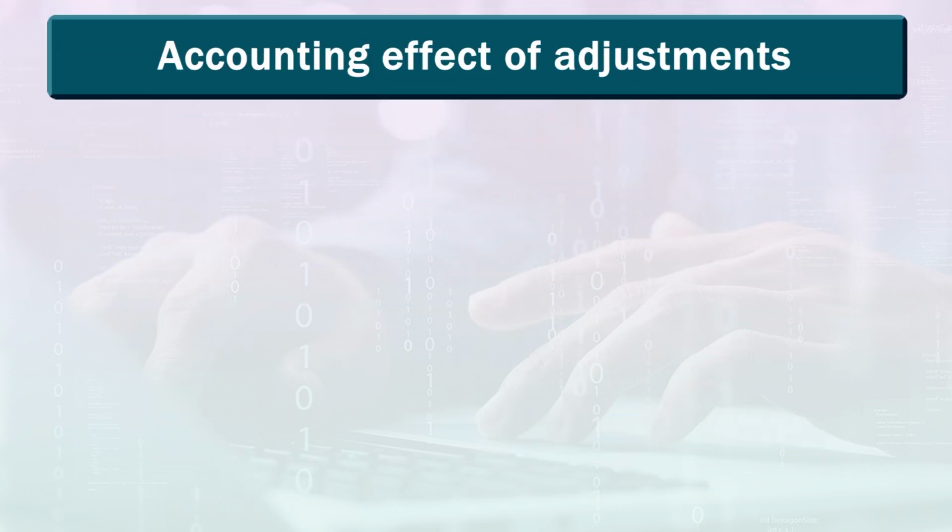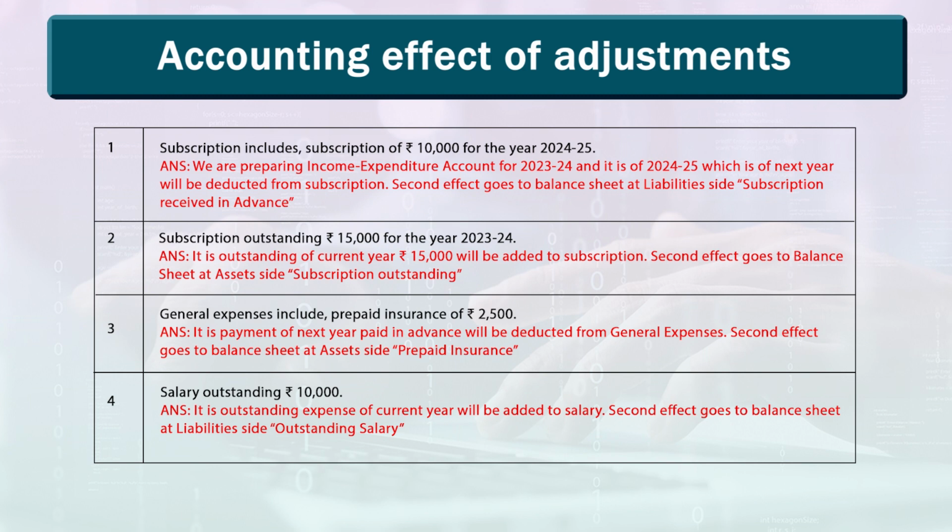Now, let us understand accounting effects of adjustments. Adjustment number 1 is subscription includes subscription of rupees 10,000 for the year 2024-25. We are preparing income expenditure account for 23-24 and it is 24-25, which is of next year and will be deducted from subscription. Second effect goes to balance sheet at liability side, subscription received in advance.